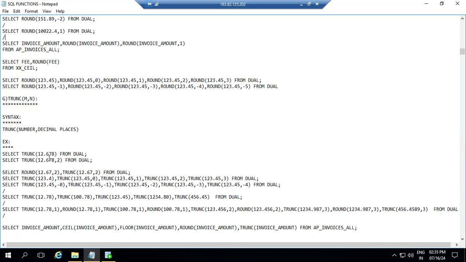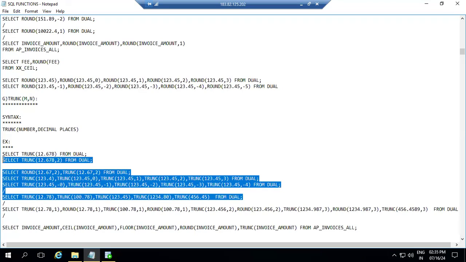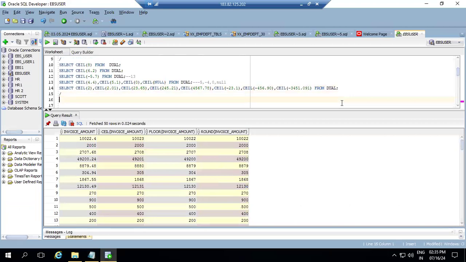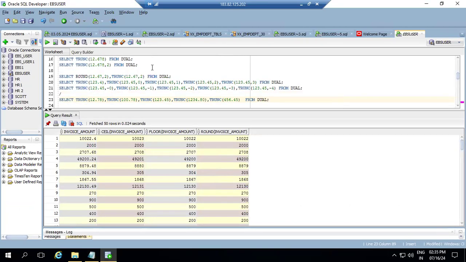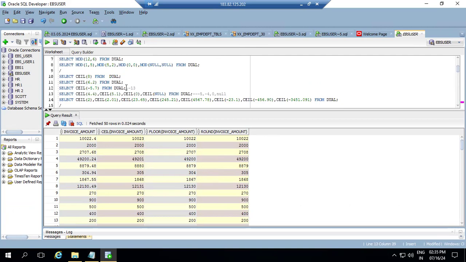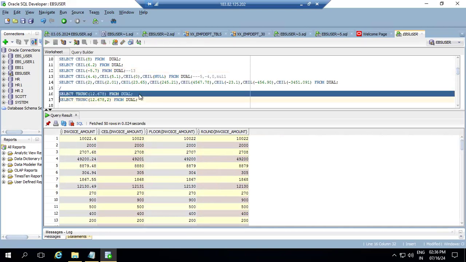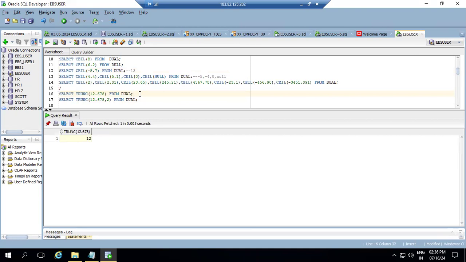So when we are using this trunc with 12.687, only for the number we are using. So what will be the output for us now? What type of output will we get when we are using this trunc function? Trunc 12.678. Only 12. It is 12. So even though you have decimal places, it is not adding.